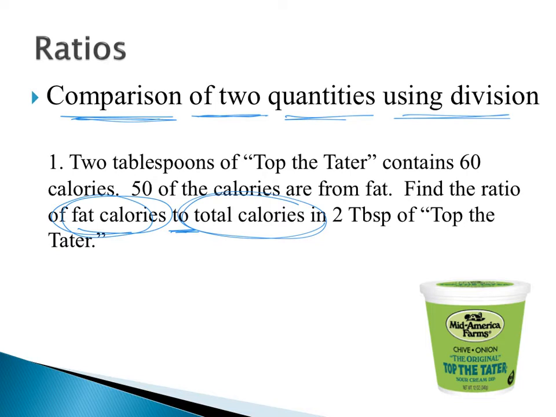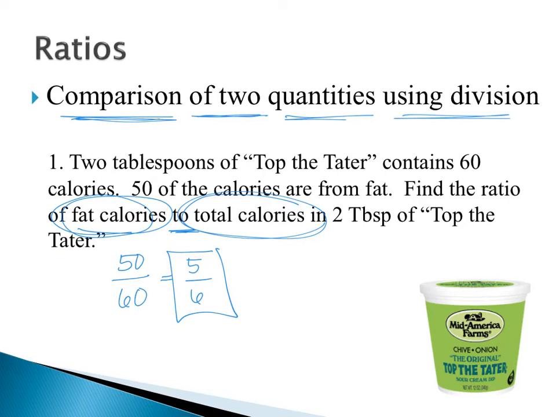Well, in 2 tablespoons, there's 60 calories, 50 are from fat. So to write the ratio, we're going to say 50 out of 60. So 50 of the calories out of the 60 are from fat. Now, you should always reduce a ratio. 10 divides into 50 5 times, 10 divides into 60 6 times. So 5/6 is the ratio.